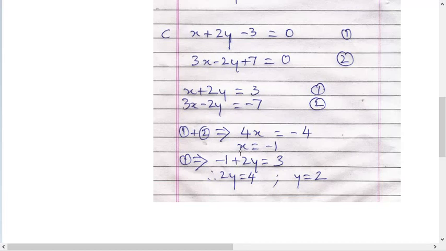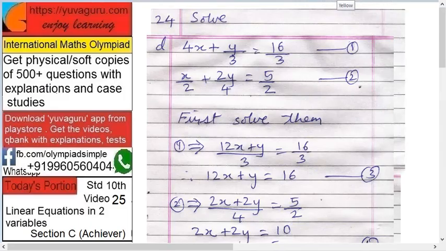2x equals minus 4. Therefore x equals minus 1. Put it in equation 1: minus 1 plus 2y equals 3. Therefore 2y equals 4, y equals 2. So x equals minus 1, y equals 2. That is the answer.